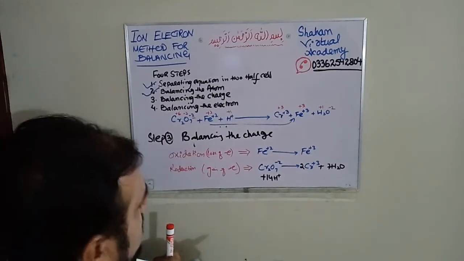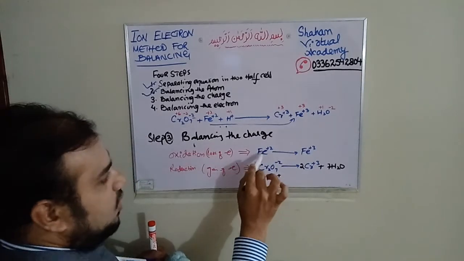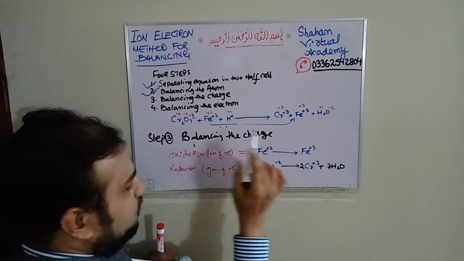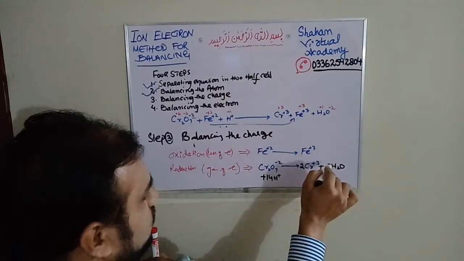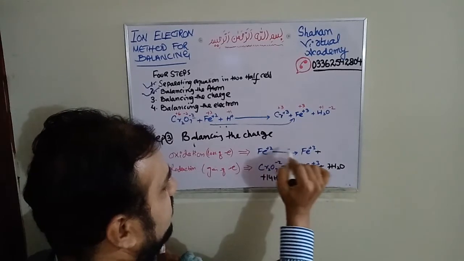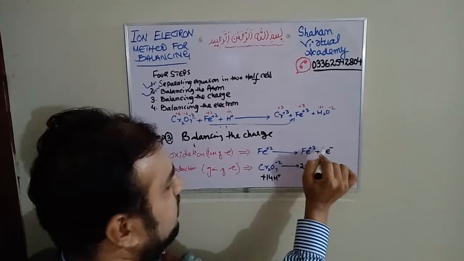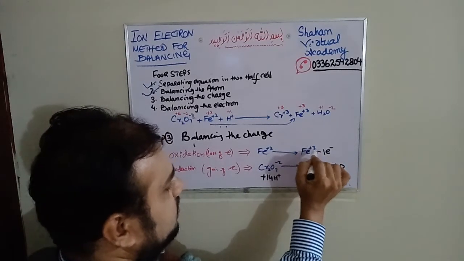The charge on the oxidation state, on iron, is plus 2. So we have to manage plus 2 on both sides. So what do we add? We just add 1 electron, minus, so it becomes plus 2.